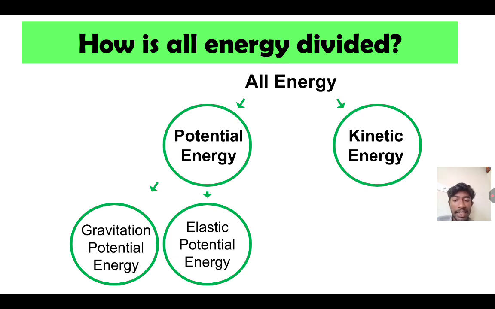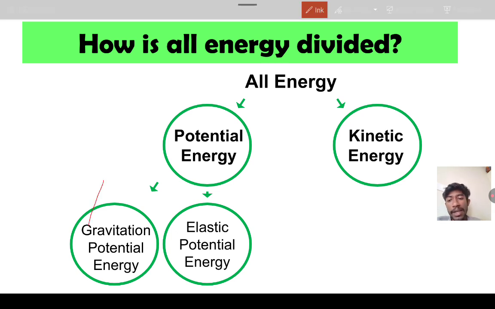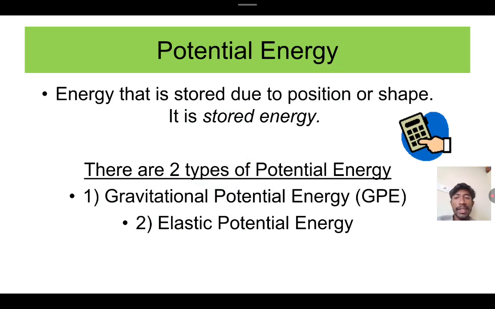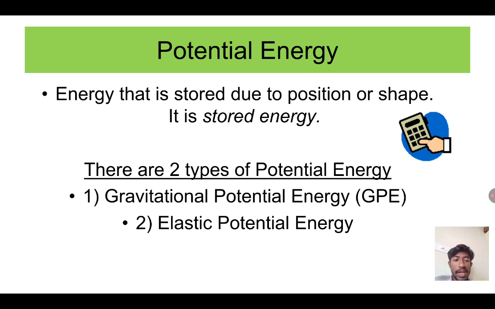Simply, gravitational potential energy means gravity will be in use. Potential energy is energy that is stored due to position or shape. As I already told, potential energy is stored energy. There are two types of potential energy, as I told: gravitational potential energy and elastic potential energy. Gravitational potential energy is called that because gravity is in use.